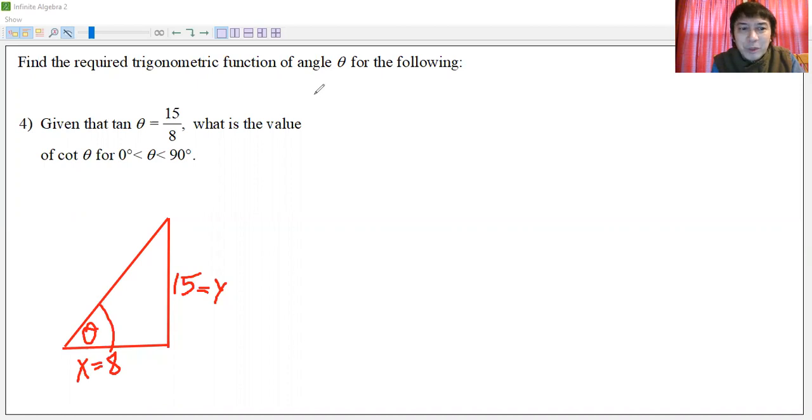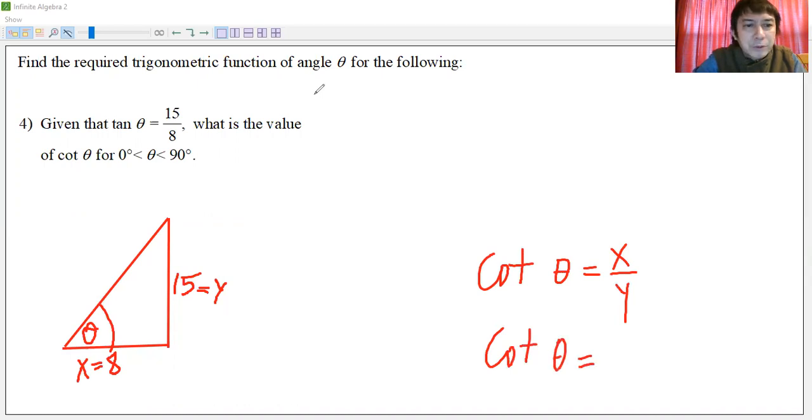Now, cotangent theta will be just adjacent to the opposite side. So it's 8/15. Cotangent of theta will be x over y. And cotangent theta is equal to 8/15. So it's just a reciprocal, okay? After all, we know that from the reciprocal functions. So 15/8 is 8/15. So I just did the full explanation of this using a triangle, okay? So the answer is 8/15, there.